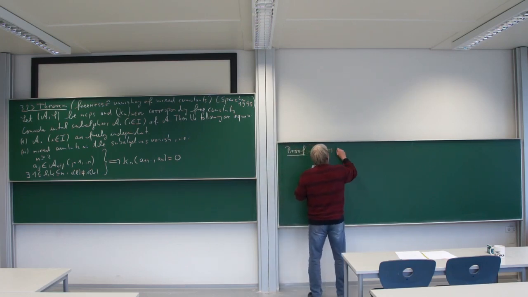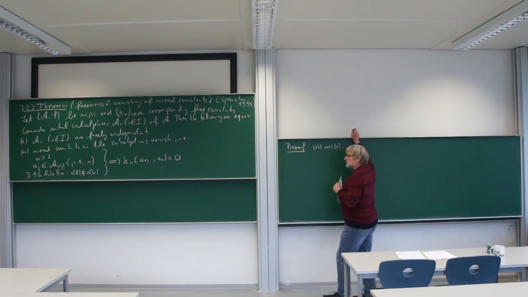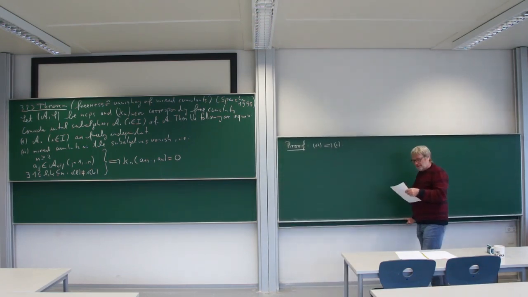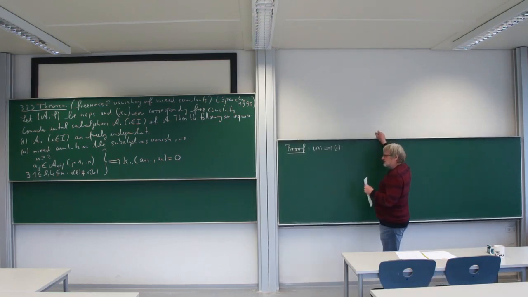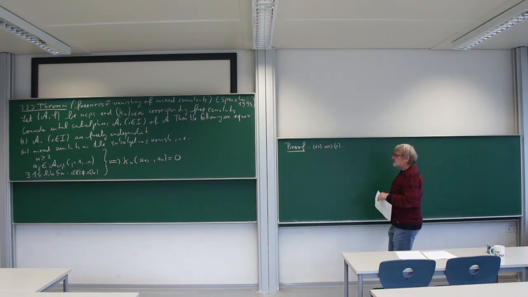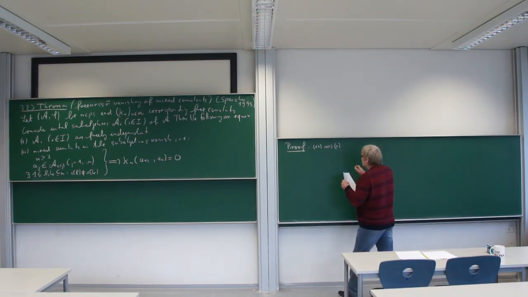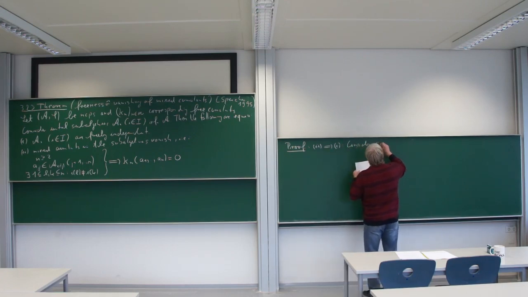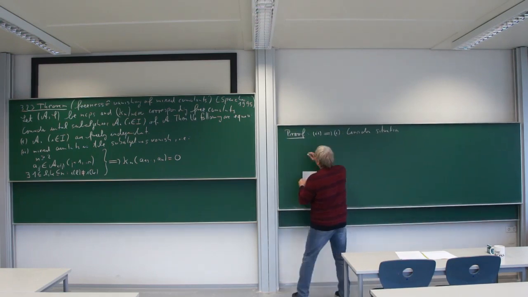2 implies 1. So assume we know that mixed cumulants vanish, and we want to show that our algebras are freely independent. Okay, so freeness means we have to look at moments, there we have our definition. So let's look at the situation which we have there. So consider the situation as in the definition of freeness.